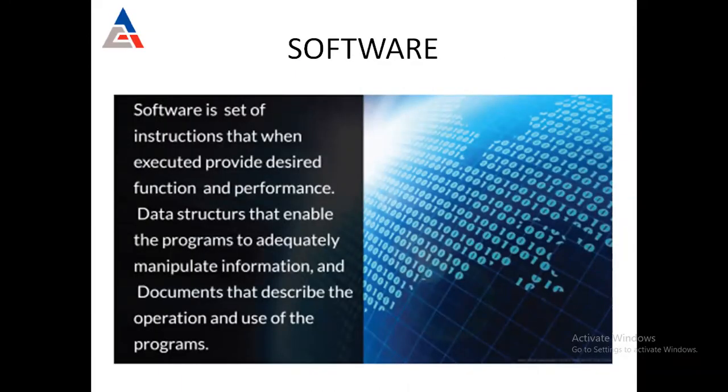Let's have a brief introduction about software. What is software? Software is a set of instructions that when executed provide desired function and performance, data structures that enable the program to adequately manipulate information, and documents that describe the operation and use of the program. When we execute the instructions, they give some result by performing some activities and functions, and some data structures are used in those instructions to manipulate the information. And every software has a document. With the help of the document, we can understand what the software is doing.